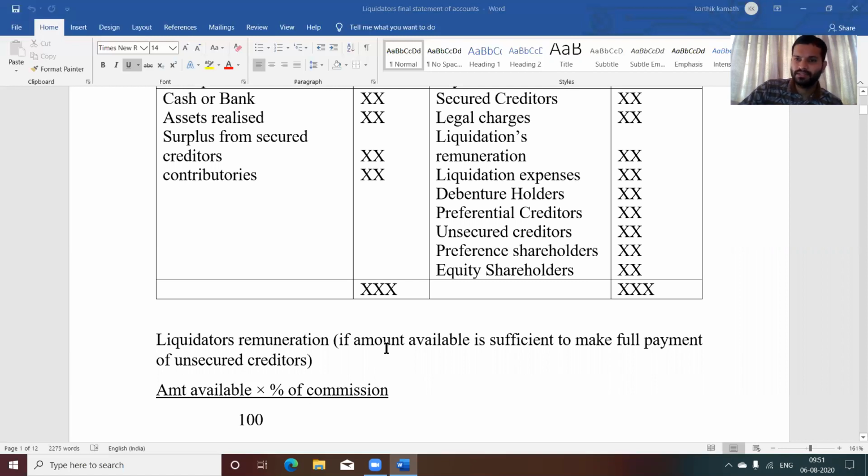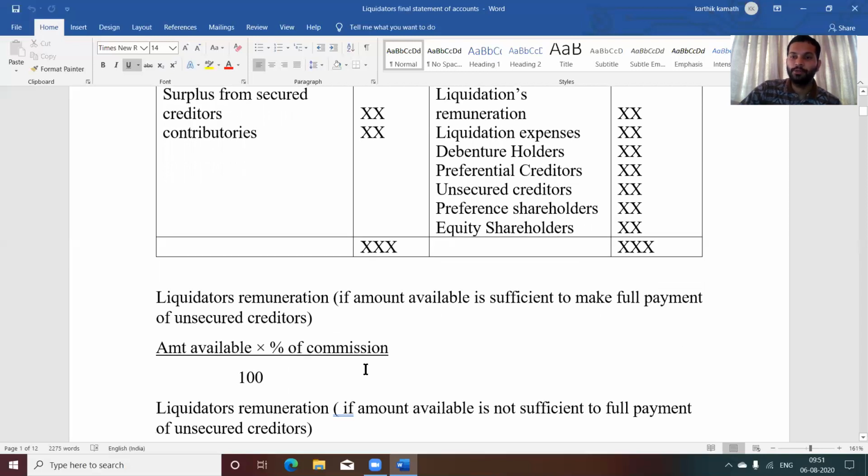So 25,000 excess you have. In that case, what is the procedure? Suppose in the problem they have mentioned liquidator remuneration on the basis of a certain percentage of the amount given to the unsecured creditor. In that case, amount available into percentage of commission divided by 100. Suppose percentage of commission is 2 and amount is 20,000, 20,000 into 2 by 100.